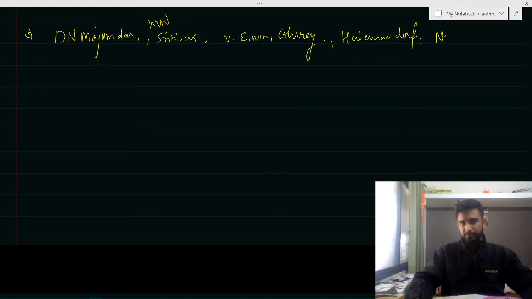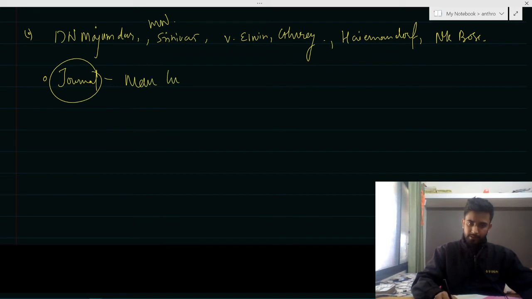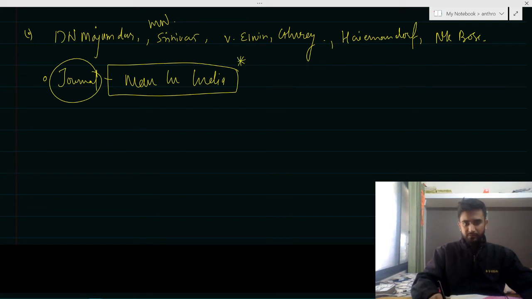We have N.K. Bose. So these are the names of some scholars that are important. Then there was a journal, Man in India. You're going to write the name of this journal as well, because if a question comes from any of the phases, you're going to write this journal name, Man in India, and then write what you want to write.